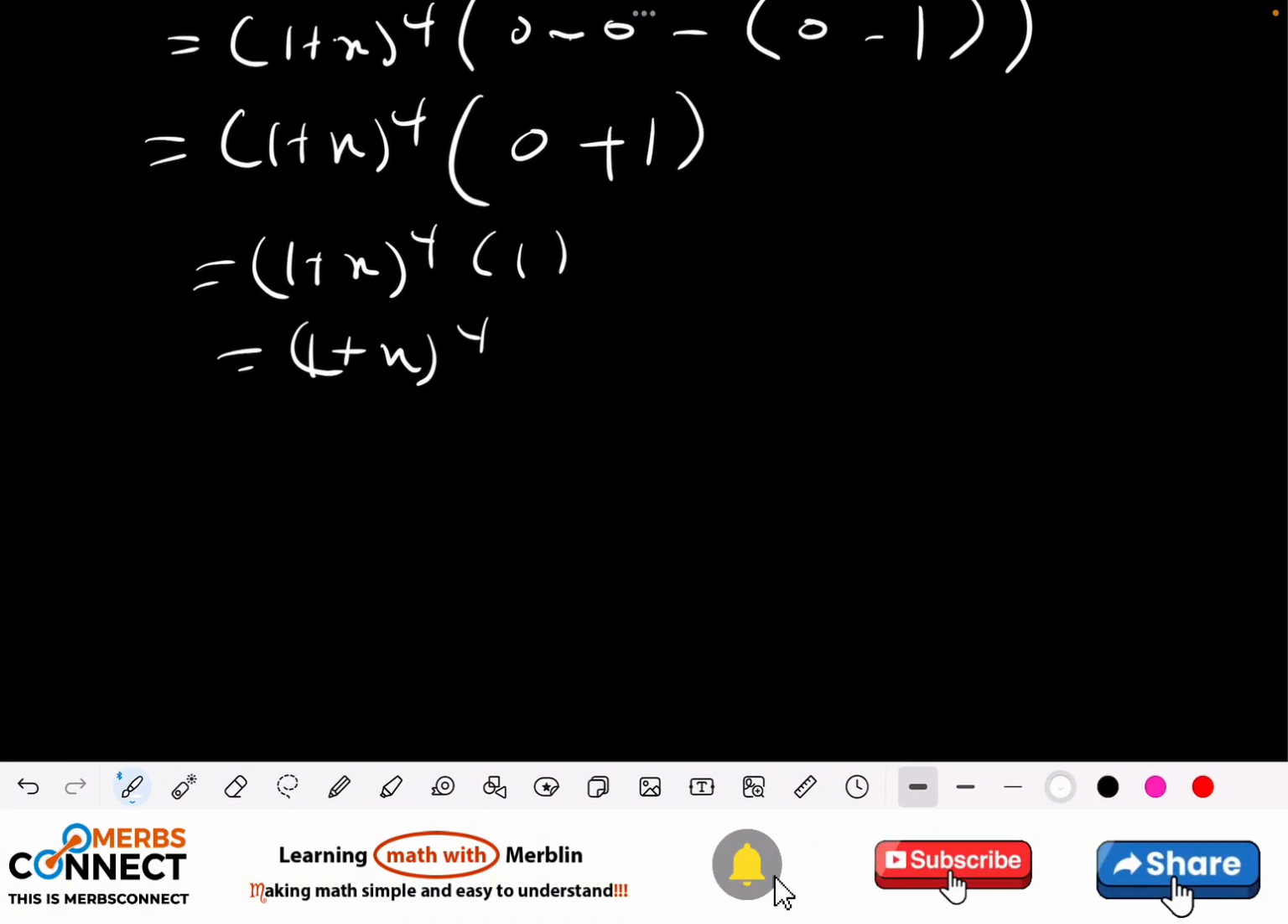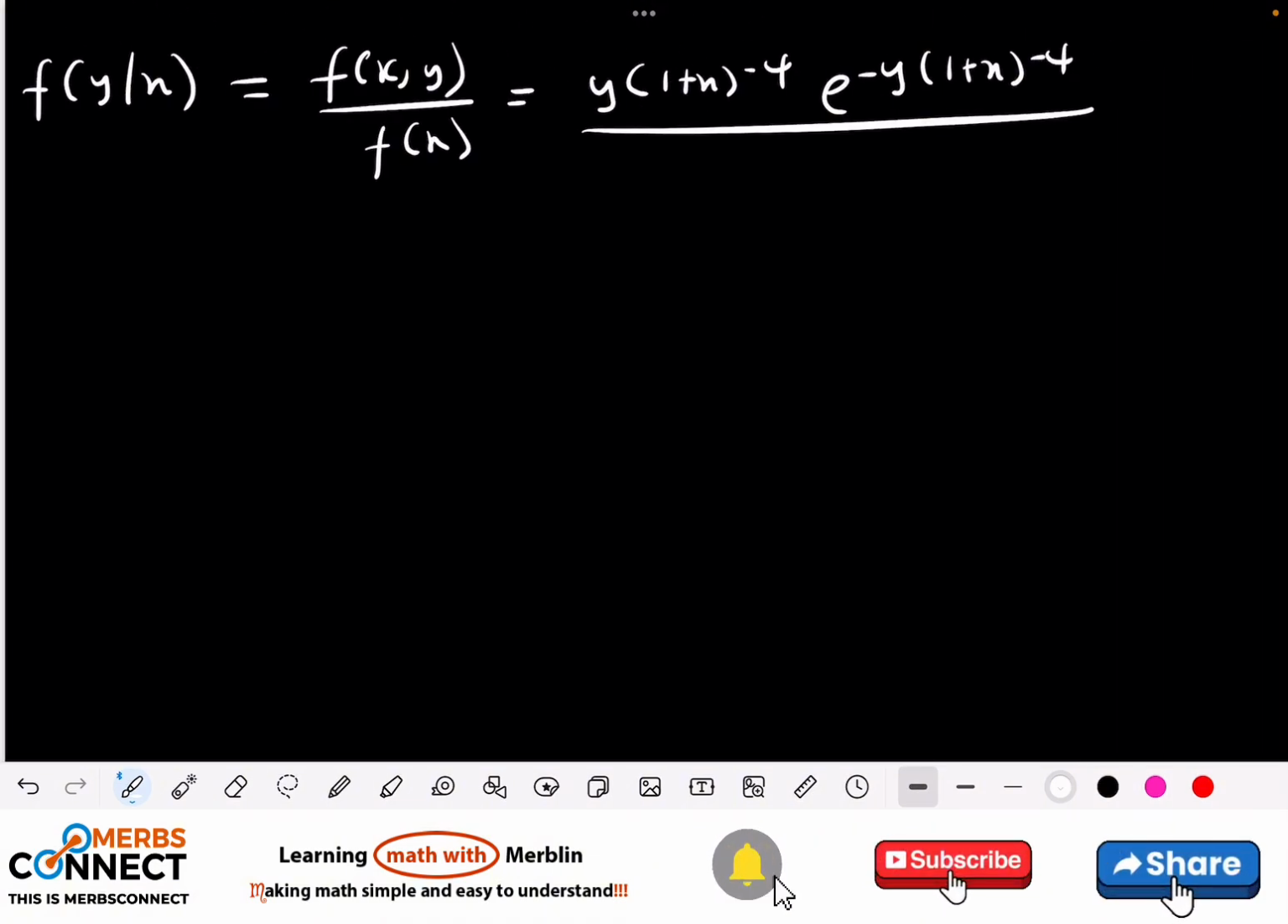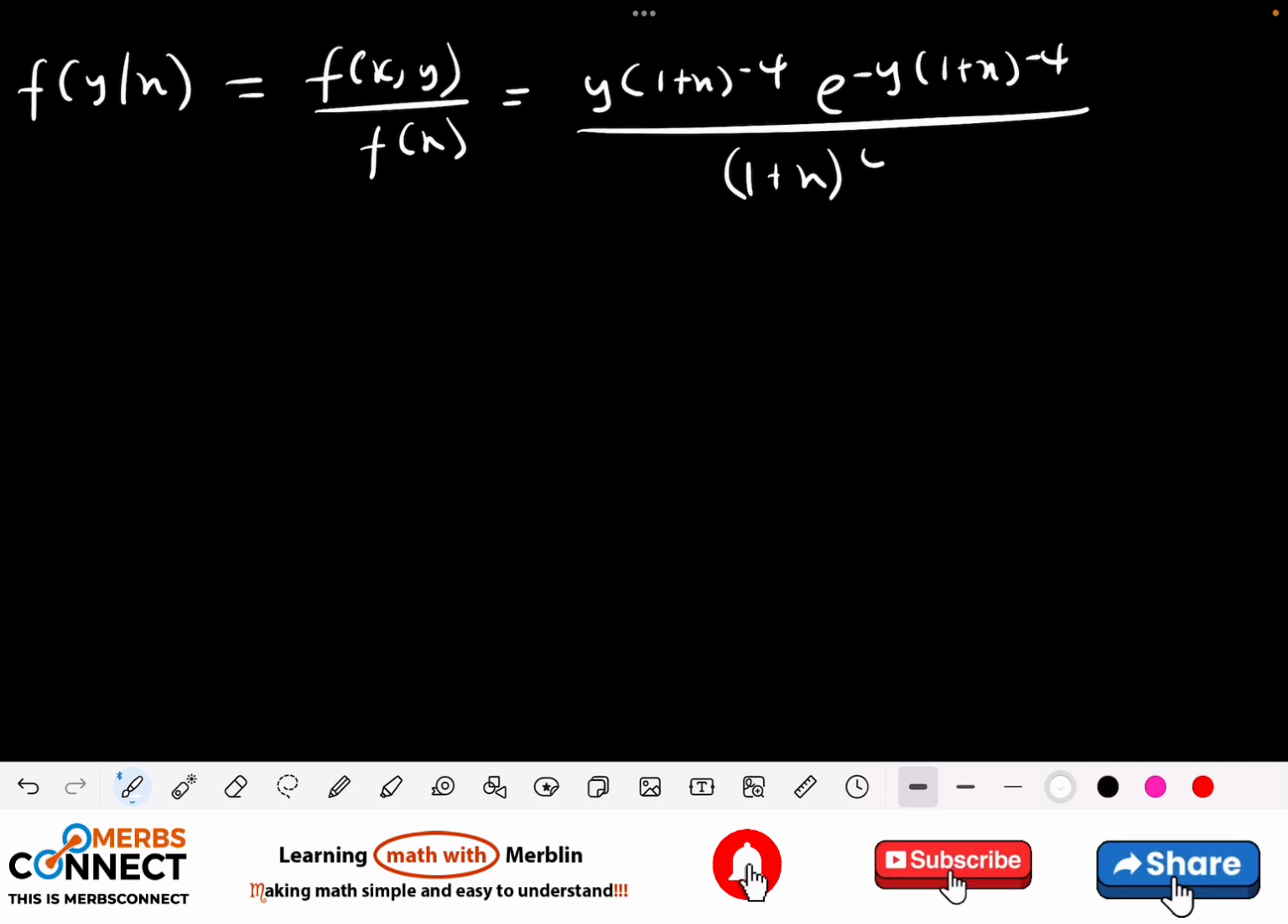What do we get for this? This one was 1 plus x to the power 4. When I simplify this, this one will be y. So you see, we have 1 plus x to the power 4 and 1 plus x to the power minus 4. So let's assume that 1 plus x is a. We are going to have a to the power minus 4 divided by a to the power 4.